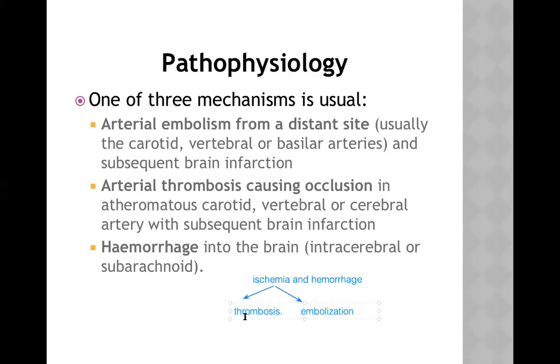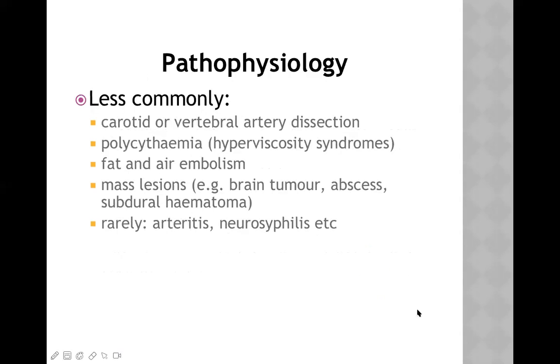Now this ischemia, apart from thrombosis and embolization, very rarely can be caused by vasculitis also. Vasculitis, so this is another small mechanism involved there. Now see what I was talking about, less commonly, carotid or vertebral artery dissection. This arterial dissection is mainly because of trauma, and this arterial dissection will definitely block the blood flow there. This is a very rare type of mechanism. Polycythemia, already talked about, leads to hyperviscosity syndrome. Thrombosis is very common there, so it directly comes under thrombosis. Fat and air embolism, it's a type of embolism.